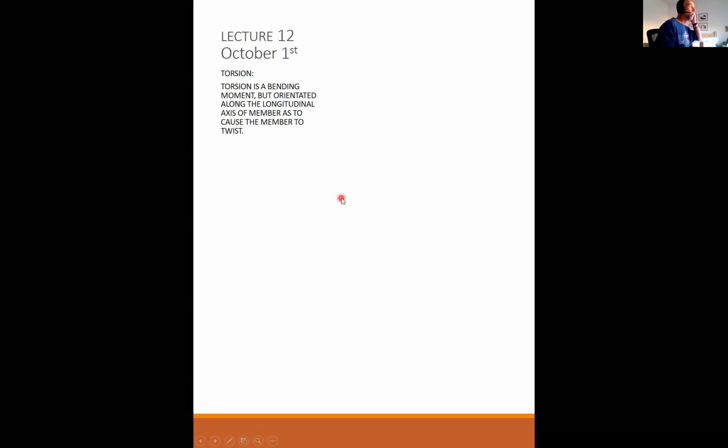Okay, so what is torsion? Torsion is a bending moment, but is orientated along the longitudinal axis of a member as to cause the member to twist. So here's an axial, long, slender member. This dumbbell looking shape here is the best I could do to represent where it is fixed to the wall or fixed to some kind of a support. Anytime you see this little flanged dumbbell looking thing, that's my representation that this is fixed to a support at that point. If it doesn't have the dumbbell, then it's free to deflect or twist or do whatever.